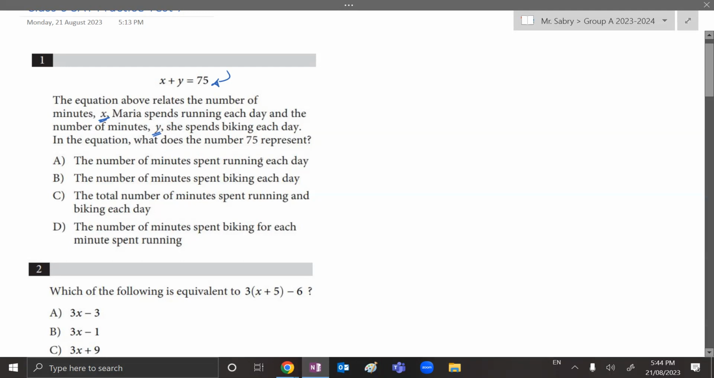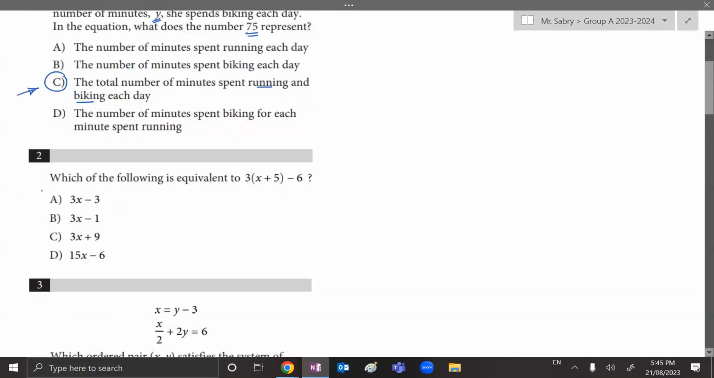In the equation, what does the number 75 represent? So if this is the number of minutes running, and this is the number of minutes biking, if added to each other they gave me 75, then this means that the total number of minutes spent running and biking each day is 75, which is C. Makes sense, huh? So nothing to solve except best understanding.